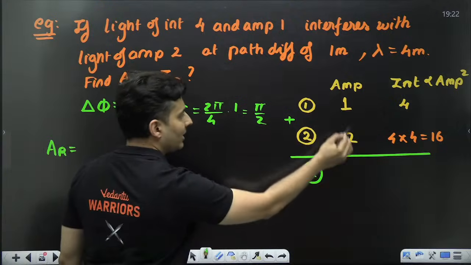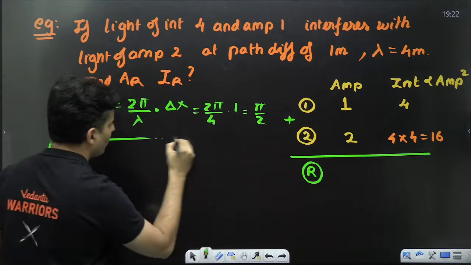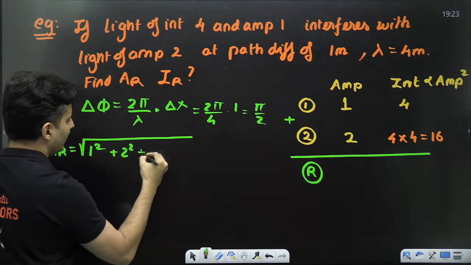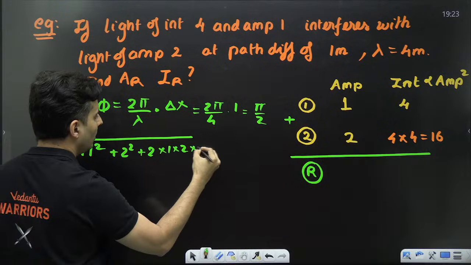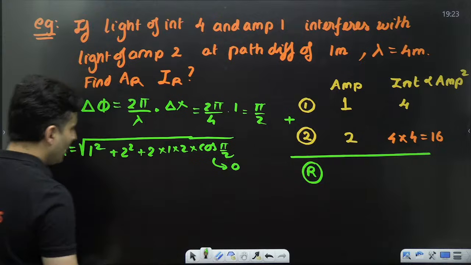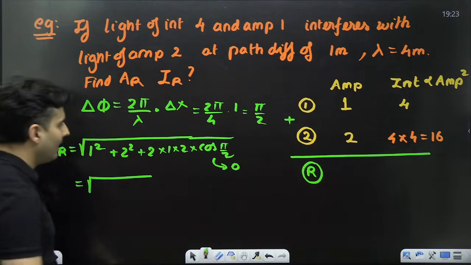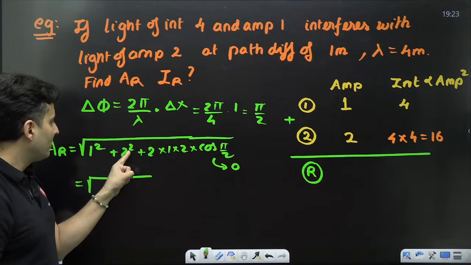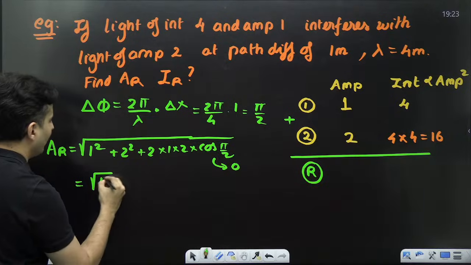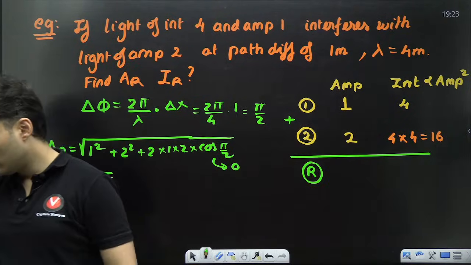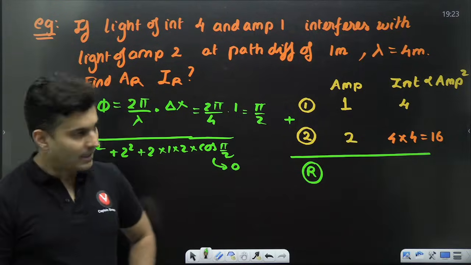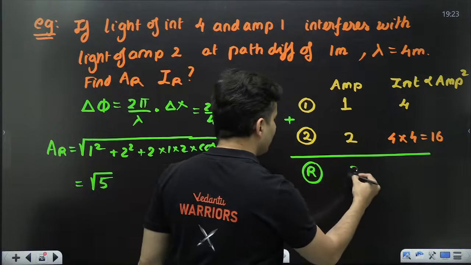Again. You have to take these two. My bad. So AR will be root of A1 is 1, A2 is 2, so 1 square plus 2 square plus 2 into 1 into 2 into cos pi by 2. Cos pi by 2, cos 90 is 0. So that is going to vanish. 2 square is 4. 1 square is 1. So 4 plus 1 is just going to be 5. So root 5 should be the answer. Just check this out. How many of you got it? Yes, Yusuf. Root 5 should be the answer. Very good, Alekhya. Awesomeness.